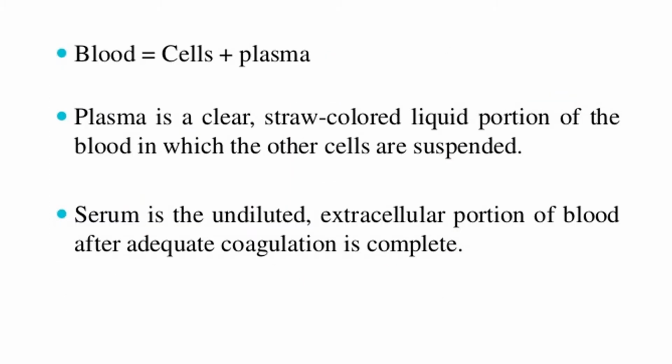So again, blood equals cells plus plasma. Plasma is a clear straw-colored liquid portion of the blood in which other cells are suspended. Serum, on the other hand, is the undiluted extracellular portion of the blood after adequate coagulation is completed. Because blood has a tendency to coagulate, when blood has coagulated, that which is left is the extracellular portion, and by extracellular we mean outside the cells. That's what you get.